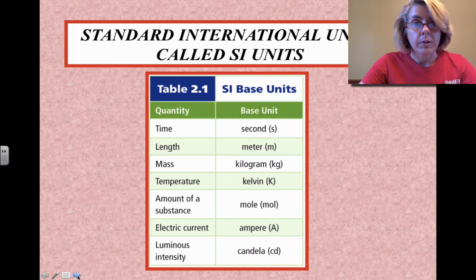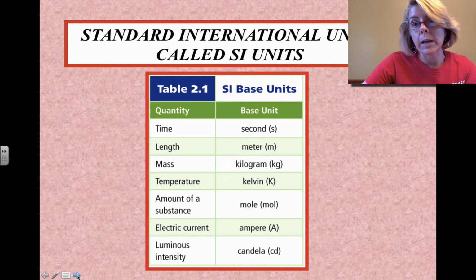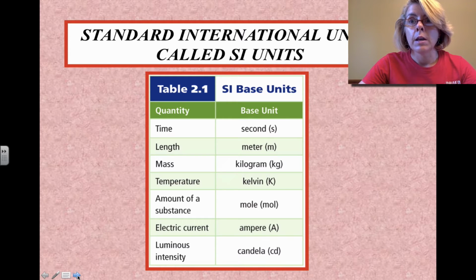For amount of substance, you may or may not have heard of the mole. Now, when we do stoichiometry, you're going to use moles all the time. It's a very good unit for figuring out how much you have of a specific substance. It may be atoms, it may be molecules, it may be formula units. And we'll talk about that more when we get to that section.